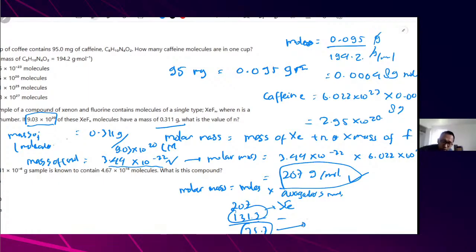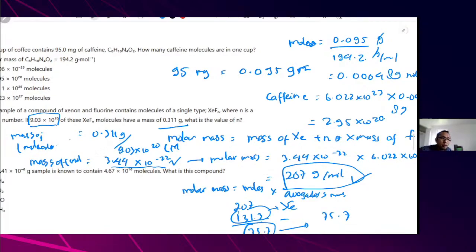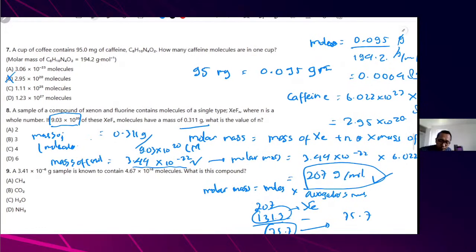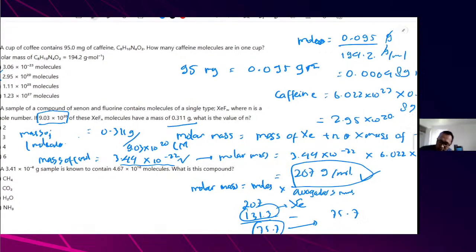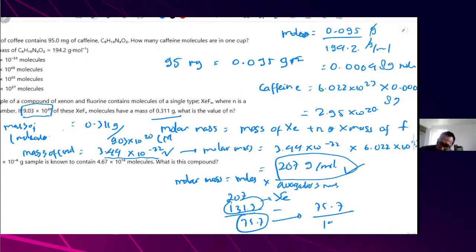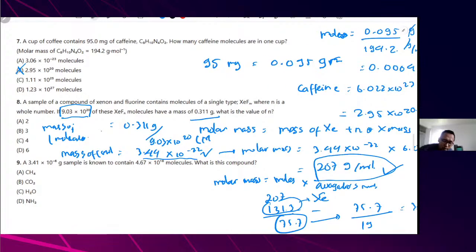75.7. Now F is 19, so we get 3.98, which rounds to 4. So the answer should be 4. It takes so much time for this one, but it will be easy for us.